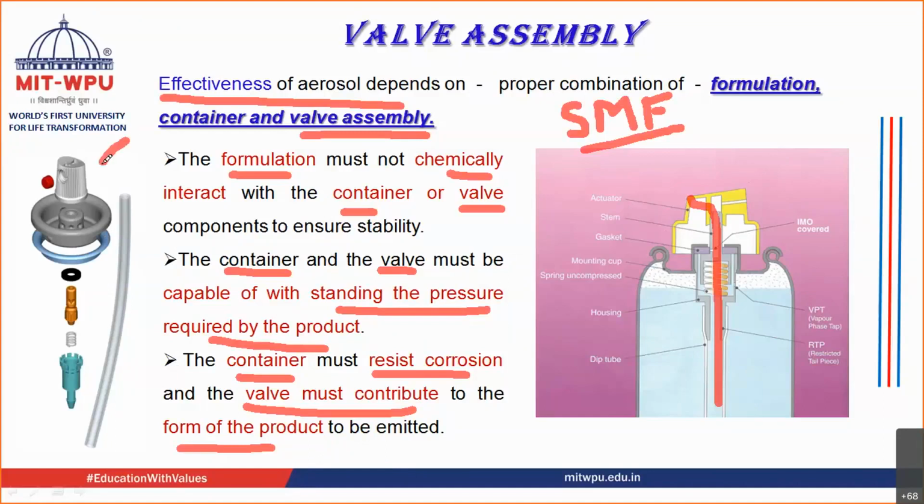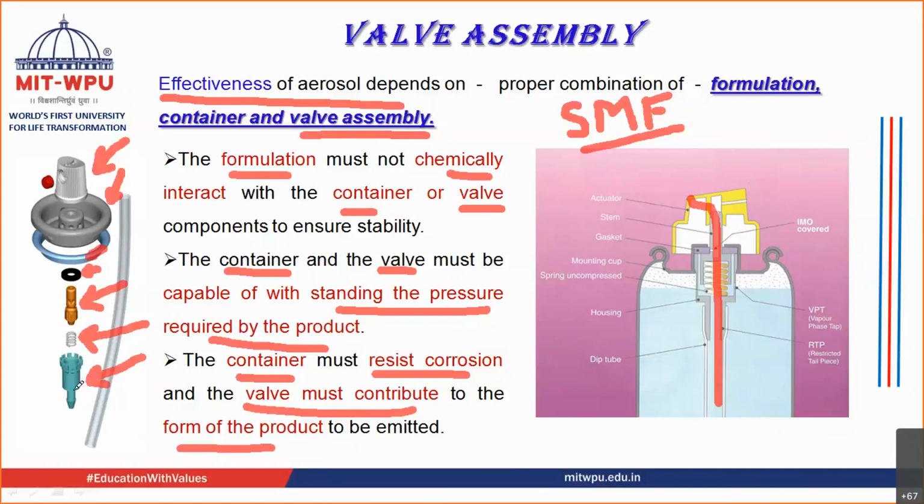Before we go ahead, let me tell you the different parts of this valve. It consists of your actuator, which is the button which starts the whole process. Then you have the mounting cap. This mounting cap, I said, is crimped onto the container head. You have the gasket. Then you have the stem. This part is known as the stem. This part is known as the spring. This stem and spring are present inside this housing. This is known as housing.